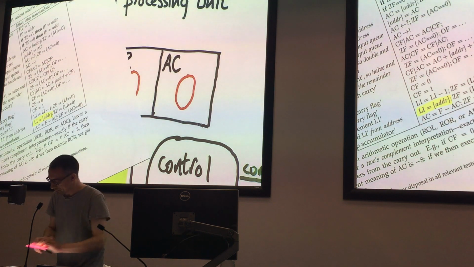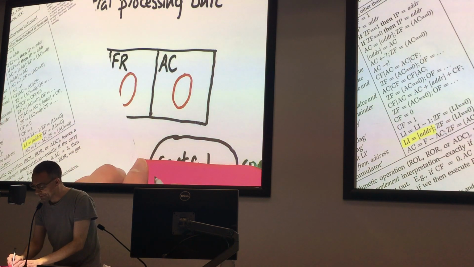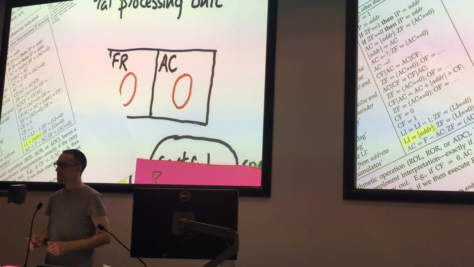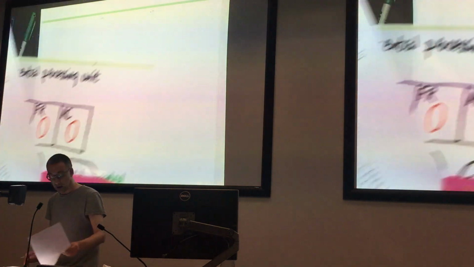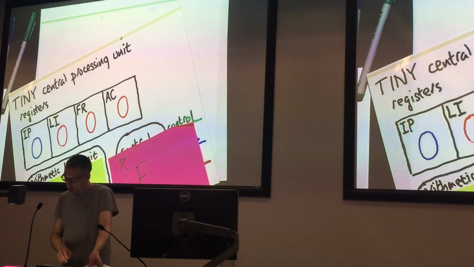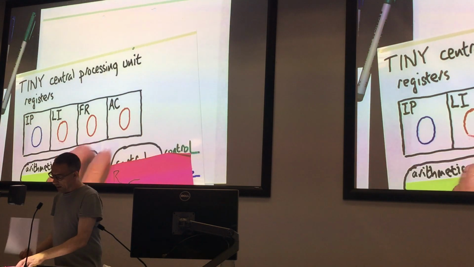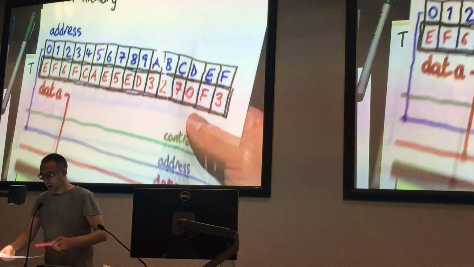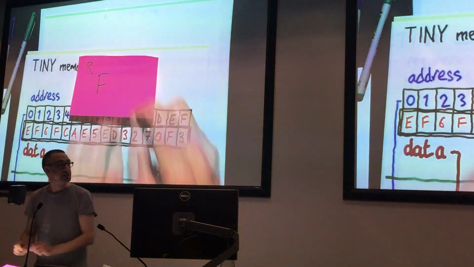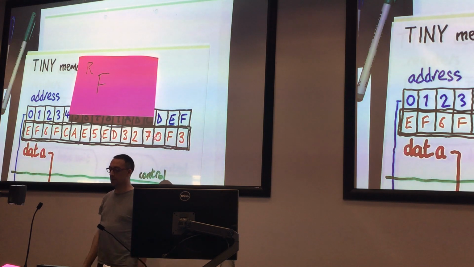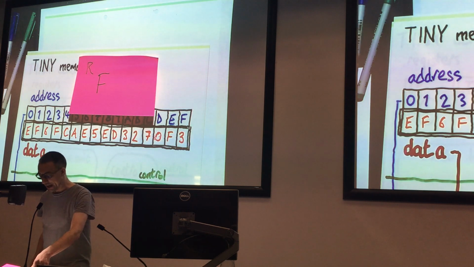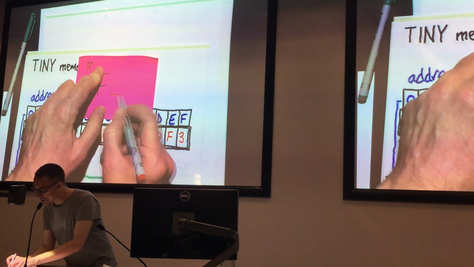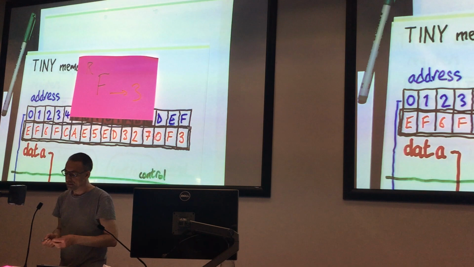This time, we send a memory read request with that address, F. So, this is going to keep happening. Okay, so along the buses come the request to read memory location F. What happens? We send 3 back on the data bus.